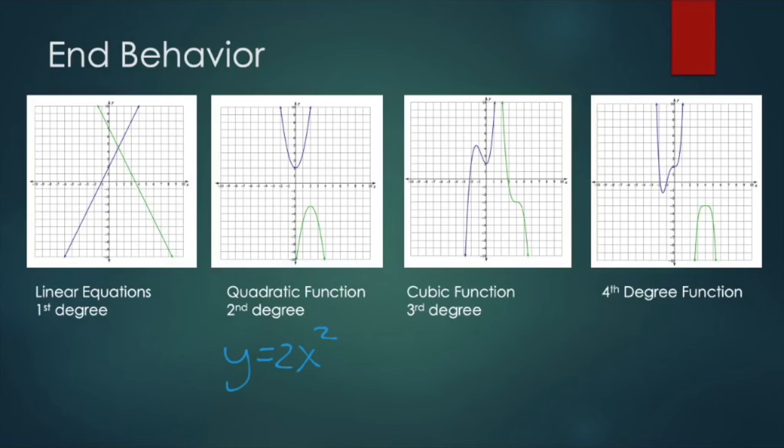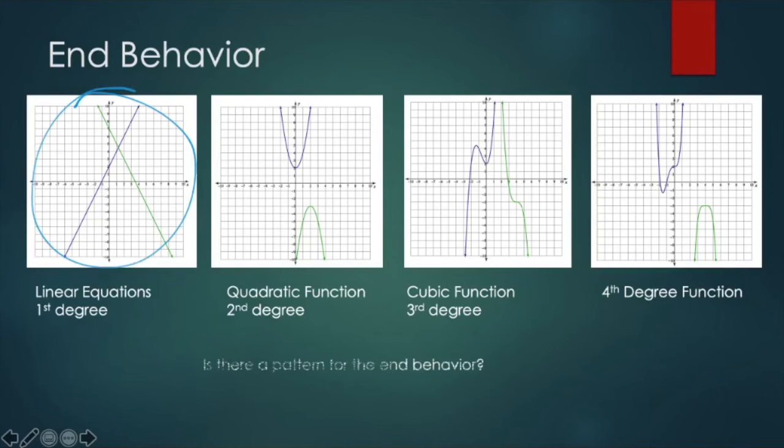If it's positive, it goes up. If it's negative, it goes down. Let's recap really quick. On the first degree of polynomials, right here, the end behavior, one goes down and one goes up. What happens with these? They both go up or they both go down.